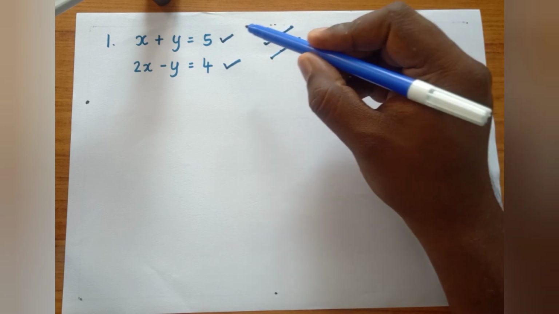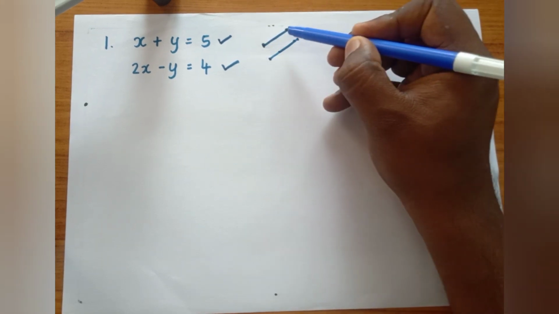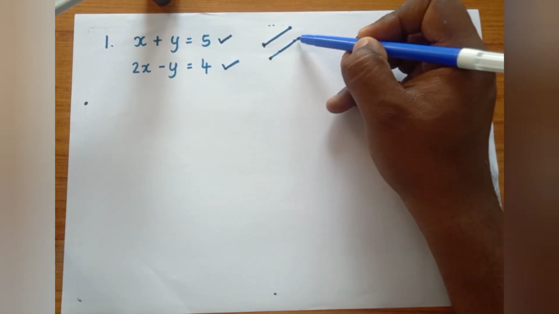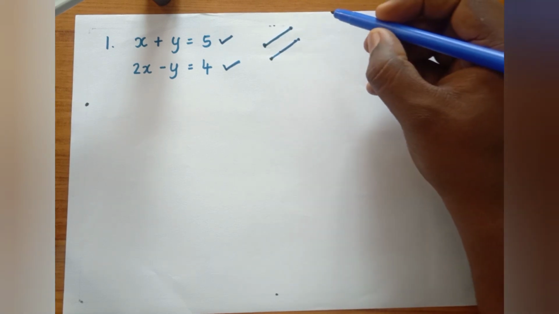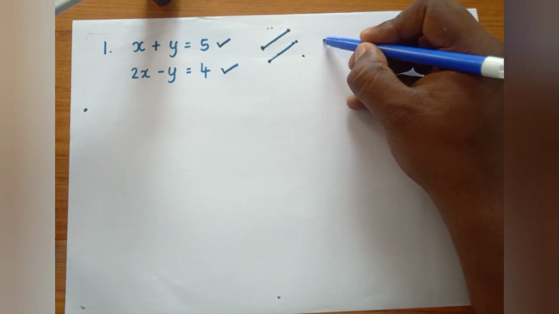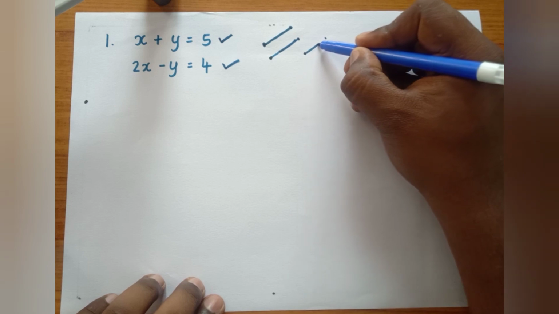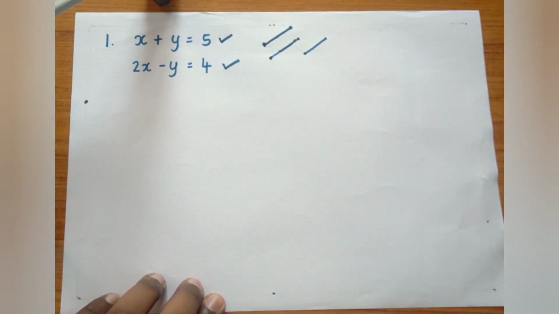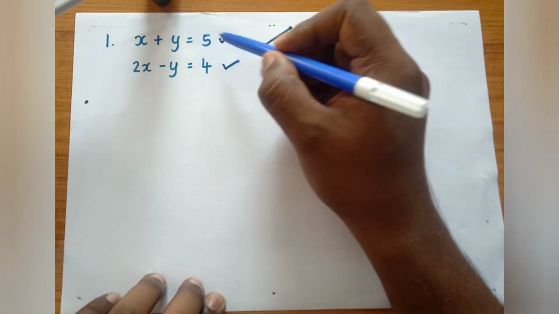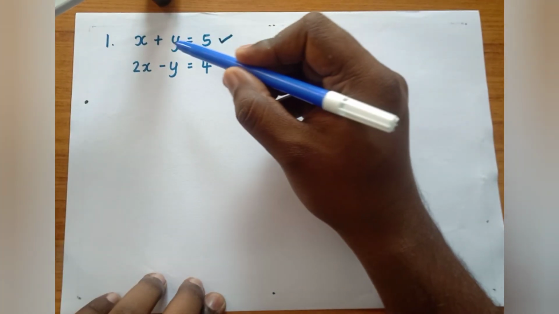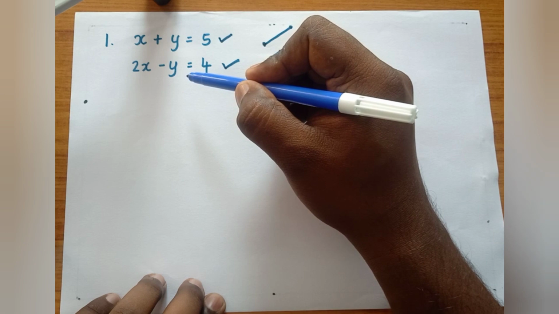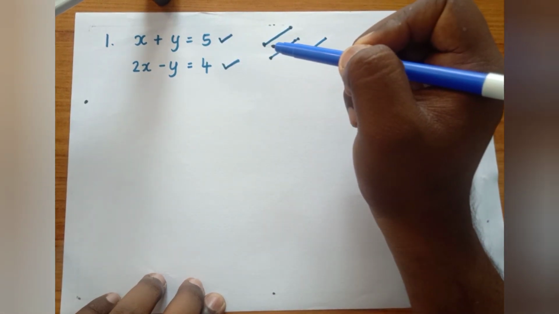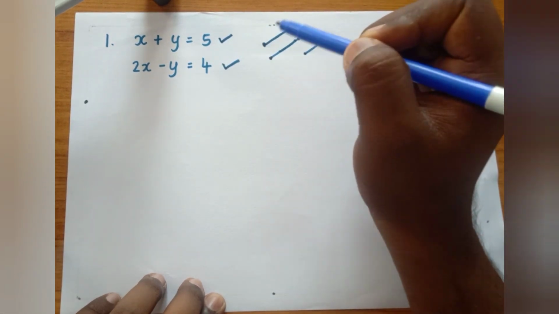Now, a minimum of 2 points is required to draw a straight line. Therefore, we need to form a table of x and y coordinates of 2 points.